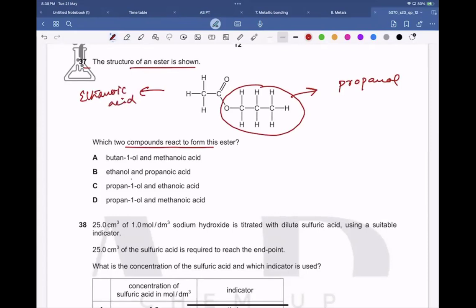So butan-1-ol and methanoic acid, ethanol and propanoic acid, propan-1-ol. Yeah, it's a propan-1-ol. And ethanoic acid, propan-1-ol and methanoic acid. No, it's wrong. These 2 are wrong. These 2 are wrong. So C is the correct answer.